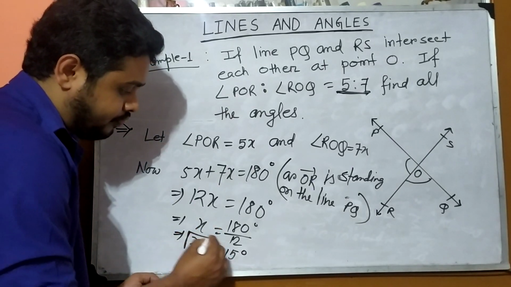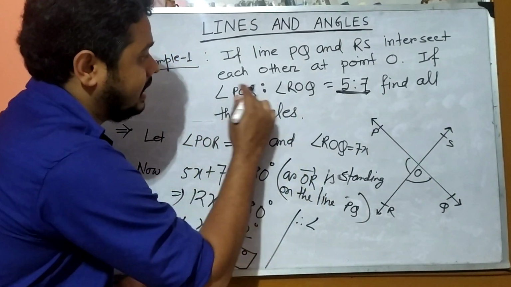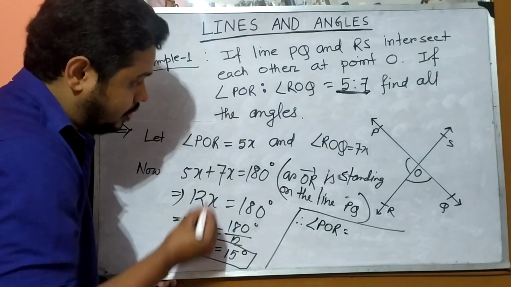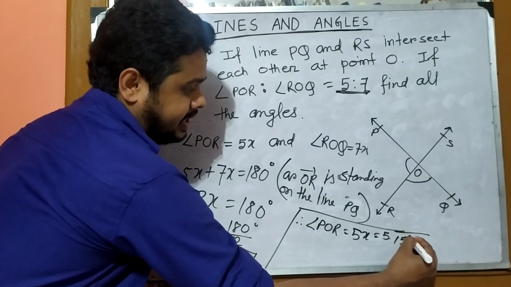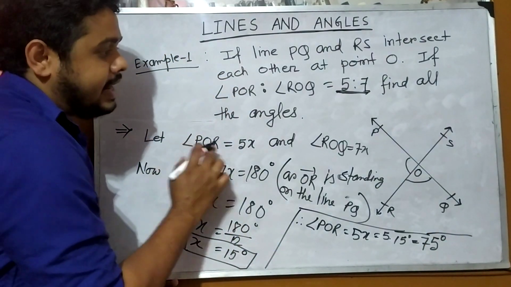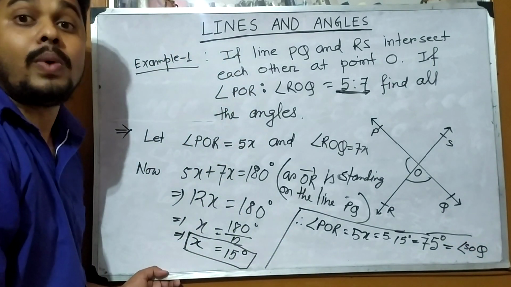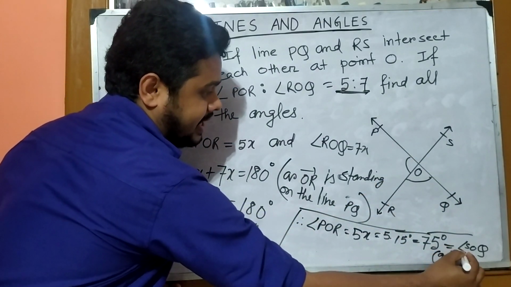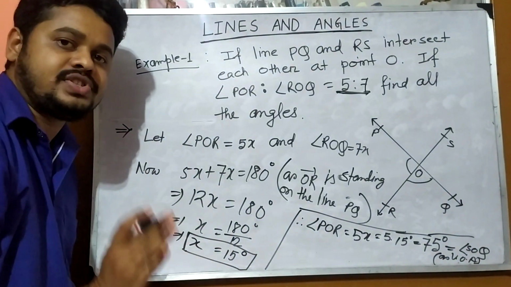So x equals 15 degrees. Therefore the value of angle POR: POR equals 5x, that is 5 into 15 degrees, that is 75 degrees. Clear? And POR should be equal to SOQ. Why? Because they are vertically opposite angles, VOA. The full form of that is vertically opposite angle.